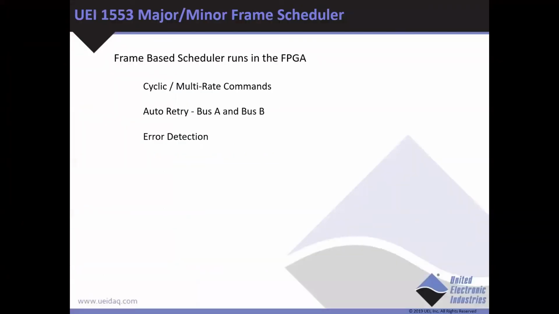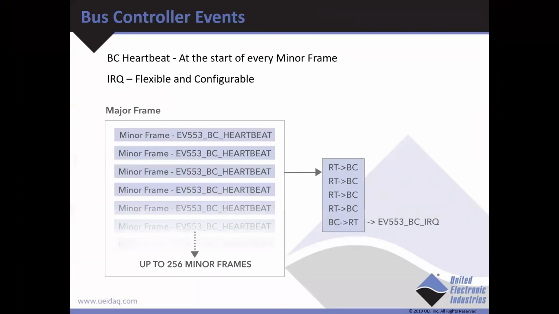So you have a major minor frame scheduler running multi-rate commands on an FPGA, and your application would like to know things about it. Some of the common things applications would like to know is, did my minor frame start, and did the last command get transmitted? So we have a BC heartbeat event that can be configured or not, but when it is configured, it will notify your application when every minor frame starts.